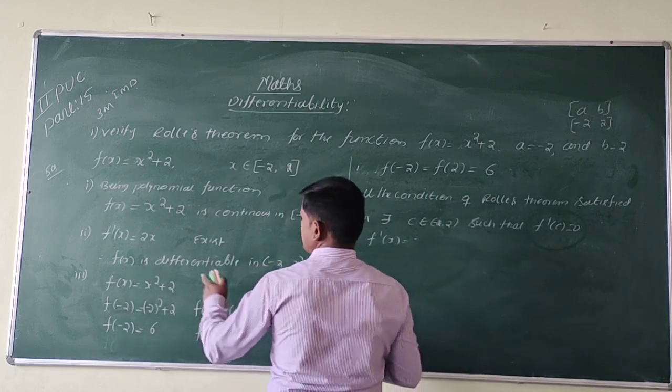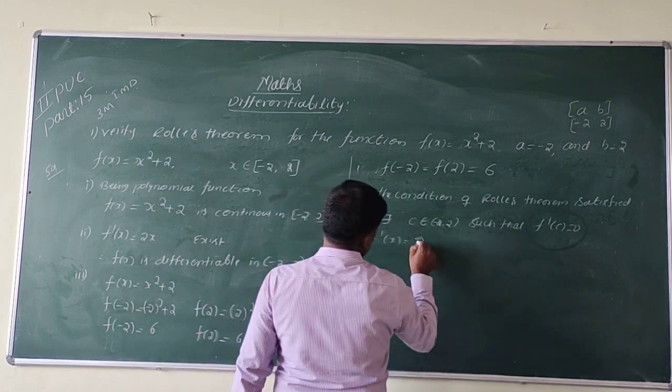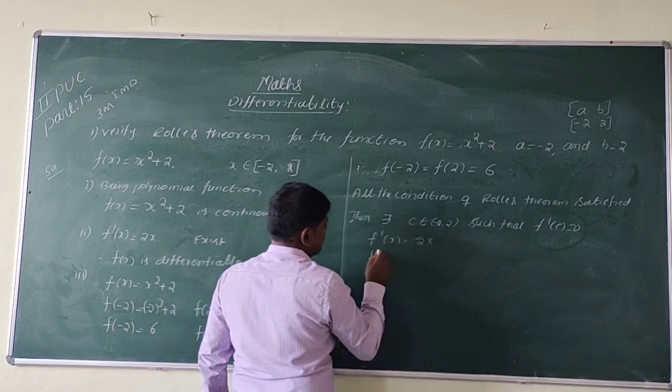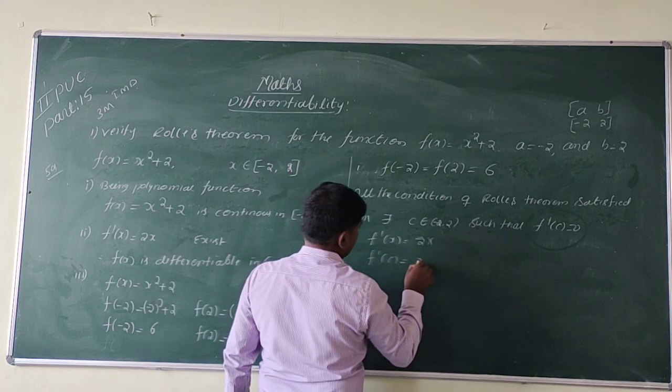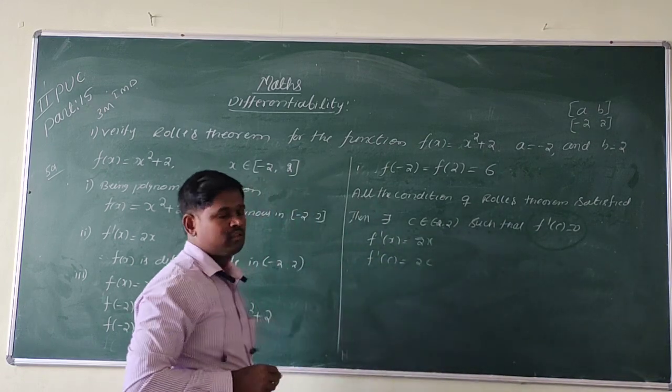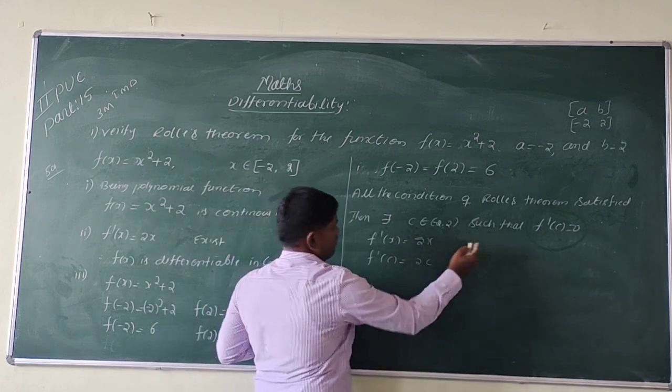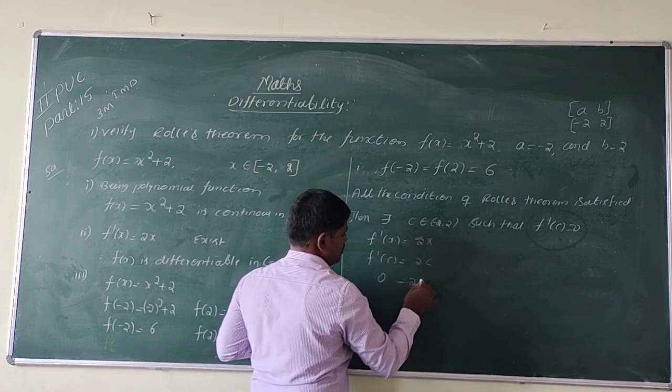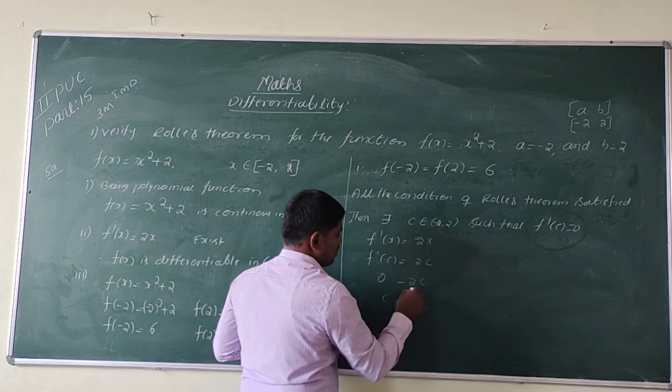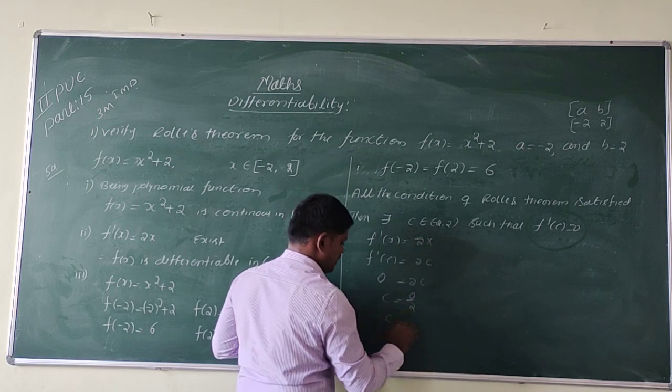So f dash of x is what? 2x. F dash of x is 2x. F dash of c is 2c. Okay, so f dash of c is equal to 0. So 2c is equal to 0. So therefore c is equal to 0 divided by 2. So therefore c is equal to 0.